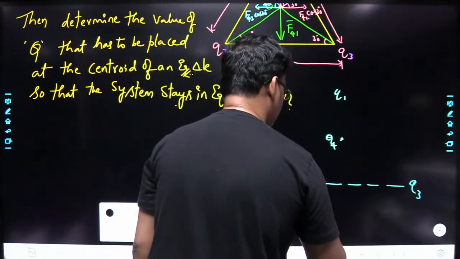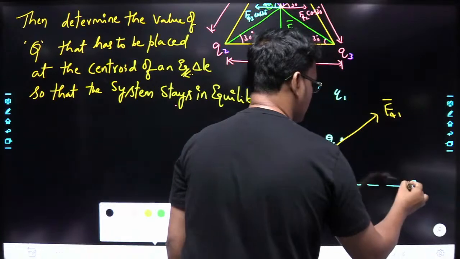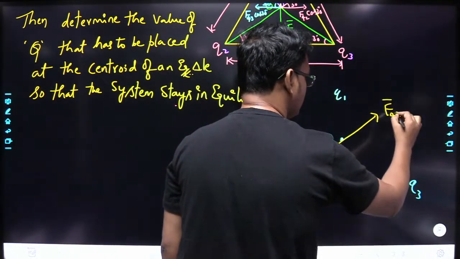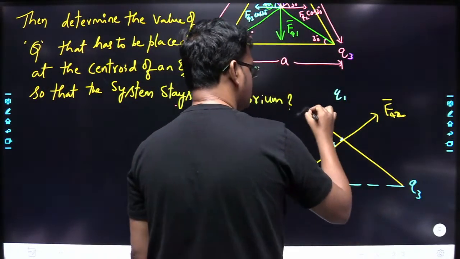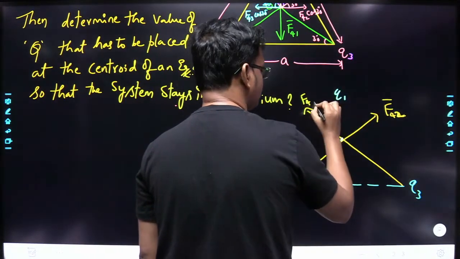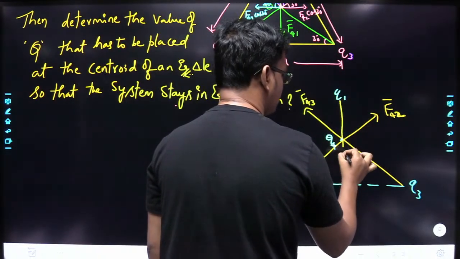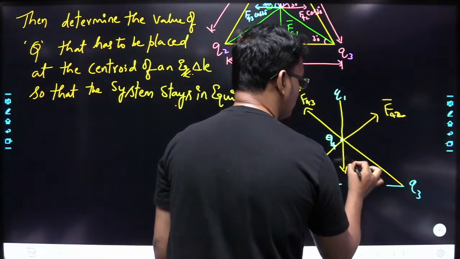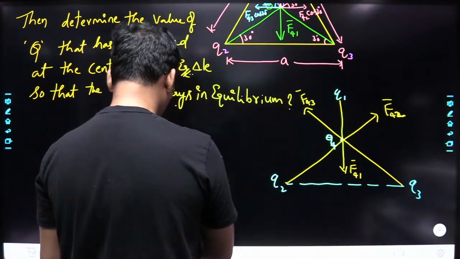So due to Q2, it is pointing in this direction. This is force on 4 due to 2. And due to Q3, it is going to point in this direction. So this is force on 4 due to 3, and due to Q1, it is going to point in this direction. So this is force on 4 due to 1. Now if you observe, we have resolved this into two components.